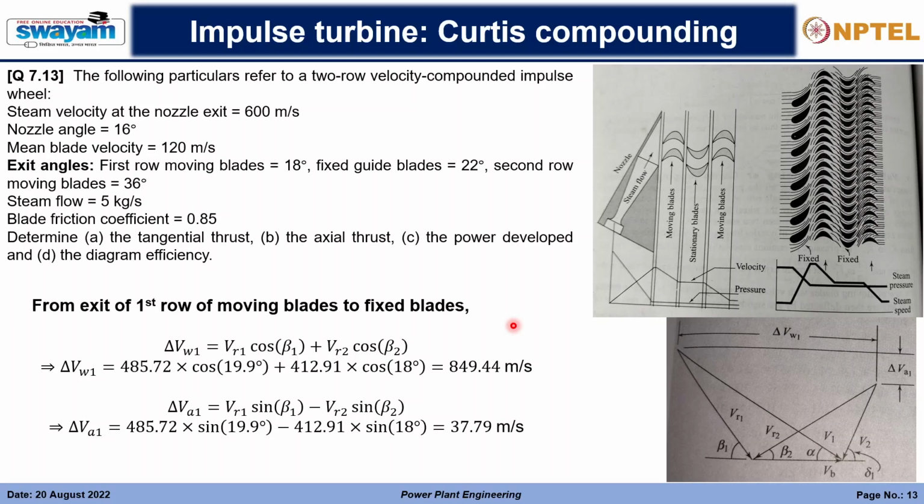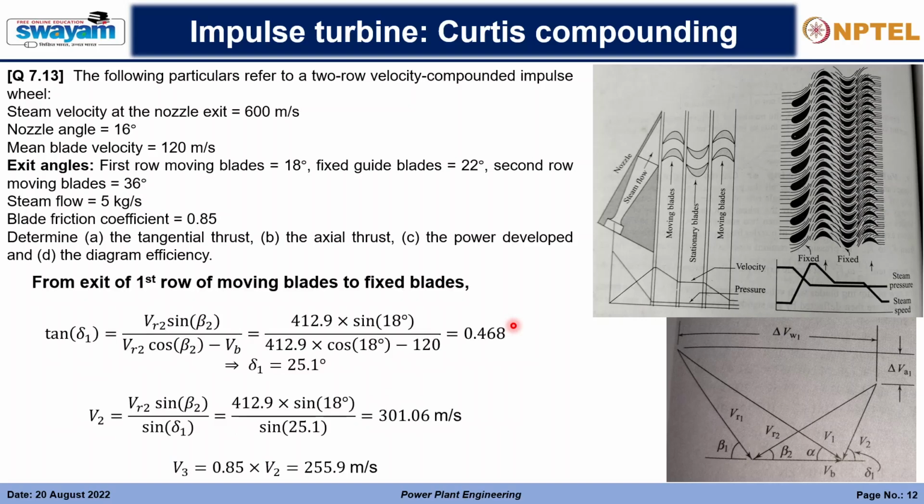Hello, sir. Actually, the blade friction coefficient, we used to apply it to the relative velocity, sir. Yes, yes. Could you please move to the previous slide, sir? There, V3 equal to 0.85 V2 they have made. It must be relative velocity, sir.